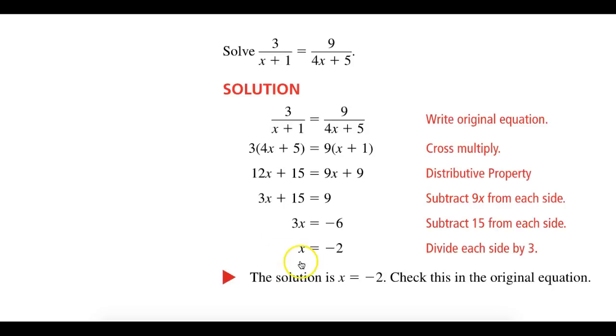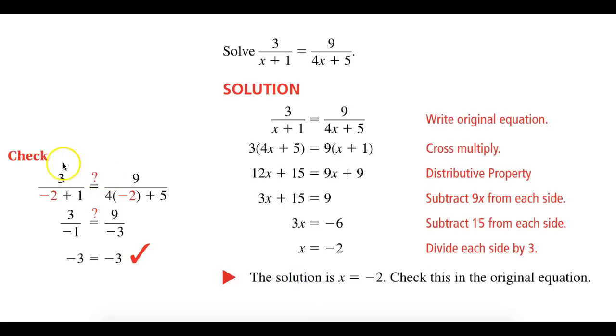So now you always want to check this in your original equation. As with any solving, you always want to make sure you're doing that. So when we plug negative 2 in, we get 3 over negative 1, which gives us negative 3. 9 over negative 8 plus 5 is just 9 over negative 3. And we find out that that's true. That's how simple it is to check an answer. You should be doing this on every test or quiz to make sure you're doing this right. Now, let's just do one more example to make sure this works.